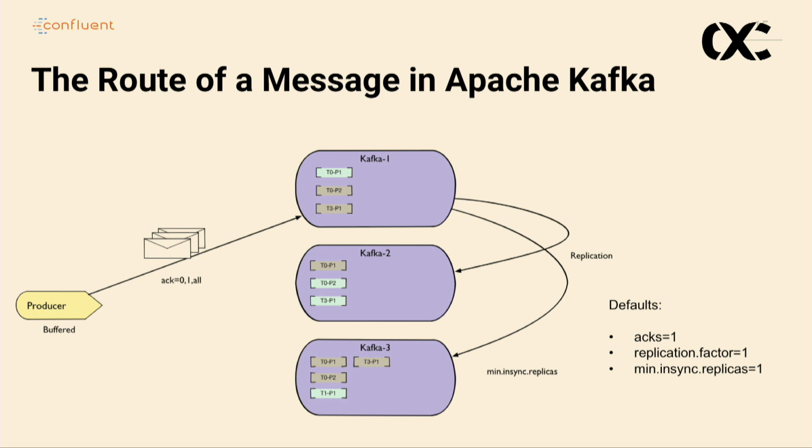In here, if we imagine, for example, ACK equals 1, only the leader will get the write, sorry, without waiting for replication. We can have different variables to work with the guarantees. One is the ACKs, another is the replication factor, okay? How many replicas do we want for each topic? And as well, one that's very important, the min in sync replicas, okay?